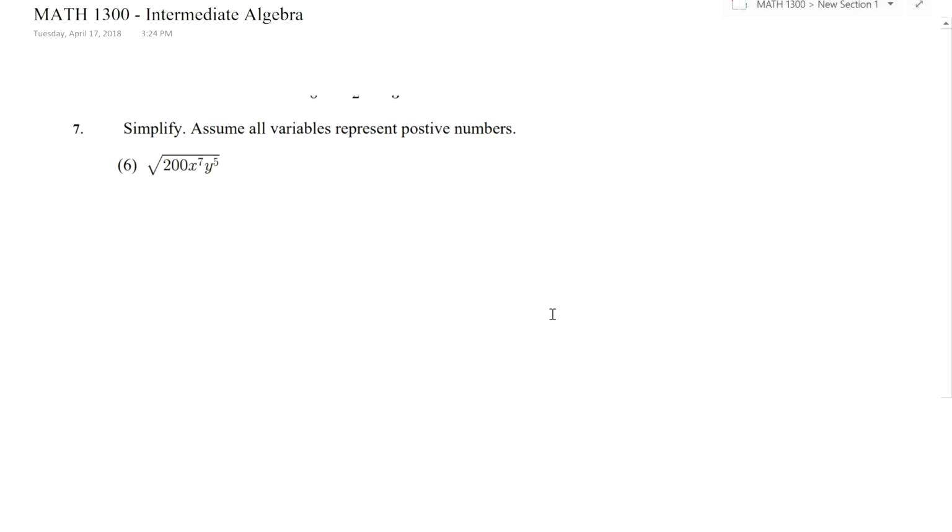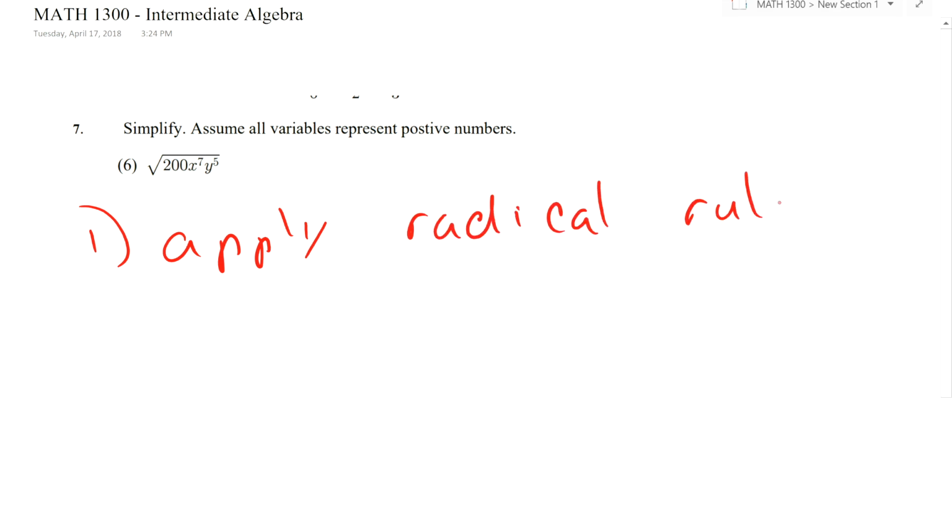So we are given the following radical and we are asked to simplify, but they also tell us to assume all variables represent positive numbers. So the first thing that we're going to do is apply the radical rule. This radical rule is going to allow us to separate the 200, the x to the 7th, and the y to the 5.